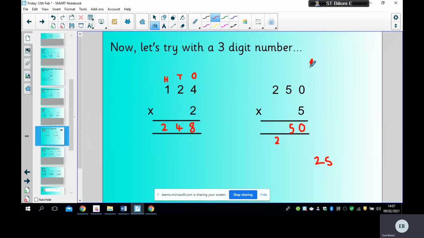So 2 times 5 equals 10. Sorry, I'm writing very quickly. Add 2 equals 12. There we go. So I'm going to put my 2 from my 12 in here and my 1 under here. And then we're going to put my 1 in my thousands column because I don't have anything to multiply. So my answer should be 1,250.